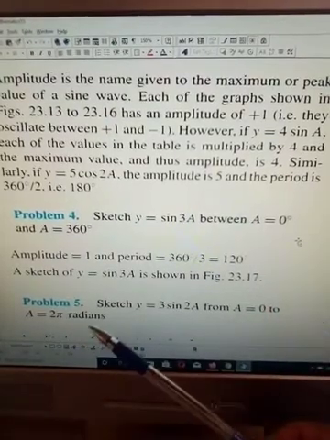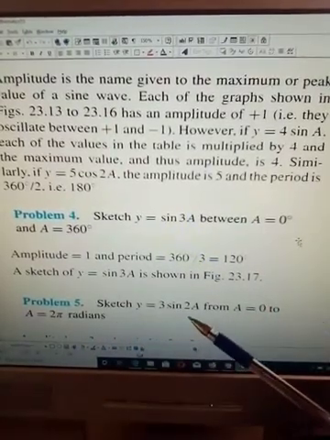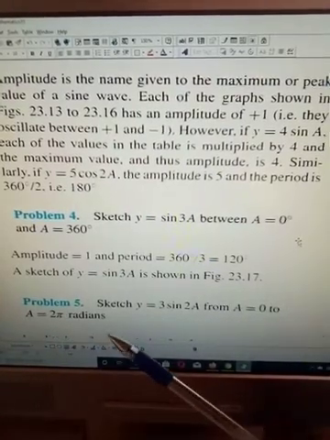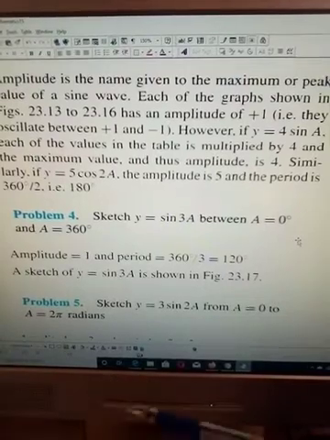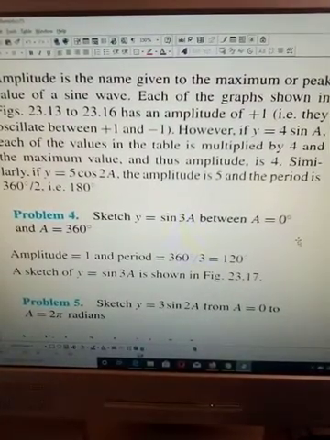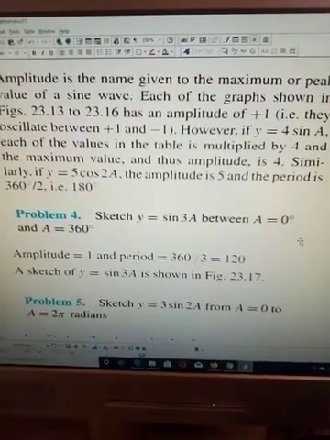Now problem 5. Sketch y equals 3 sine 2a from a equals 0 to a equals 2 pi radians. Now again, we're looking at amplitude in this case, purely the amplitude. And we know that the amplitude here in this case is 3.